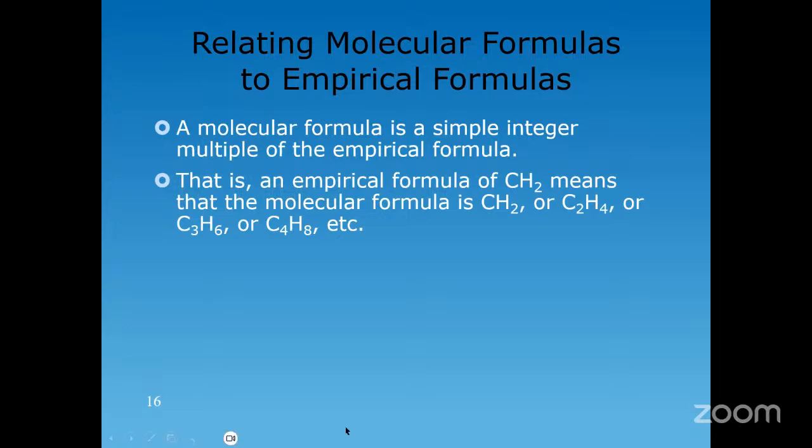So an example here is given. The empirical formula CH2 means that the molecular formula could be CH2, or it could be C2H4, could be C3H6, or it could be C4H8, right? Because each of these gives the number of atoms of each element present per molecule, but the CH2 gives you the ratio of carbon to hydrogen atoms present.